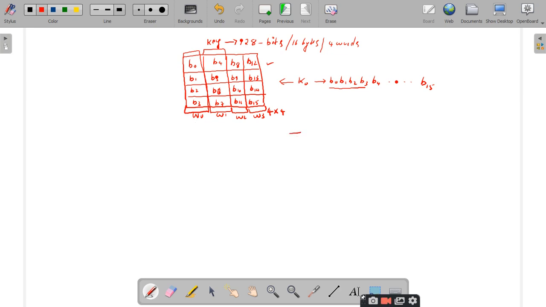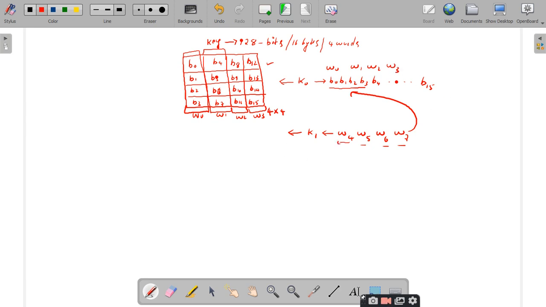Now you have to generate the second key, K1. So what is K1? It is W4, W5, W6 and W7. Am I right or not? Now we need to generate this W4, W5, W6 and W7 from the previous round key, that is from W0, W1, W2 and W3.